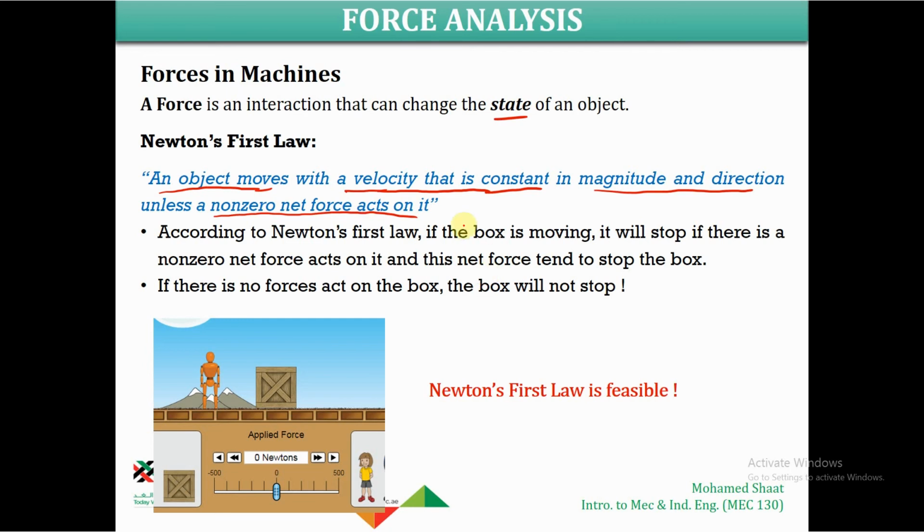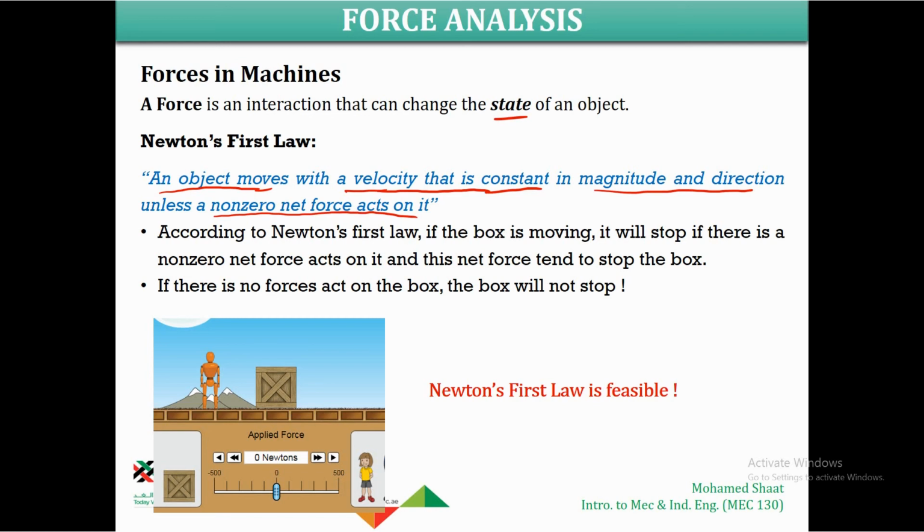What is the state of the object? It moves with a constant velocity, a velocity that has a constant magnitude and direction. But to change the velocity, or to change the box from moving to stopped, you need to change the state of the object. You require a force. So force is something needed to change the state of any object, whether it is static and needs to become movable, or even if it moves with a certain velocity.